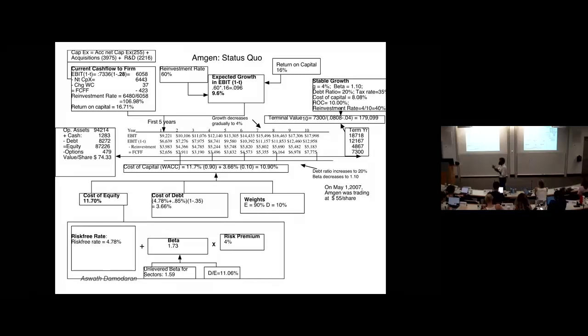Basically, the years 6 to 10 are what I call a transition period. I'm just adjusting down from where I am today to what I think this company will look like as a mature company. You fill in the details. You can see my operating income growing at 9.6% for the next 5 years and then declining rates then.